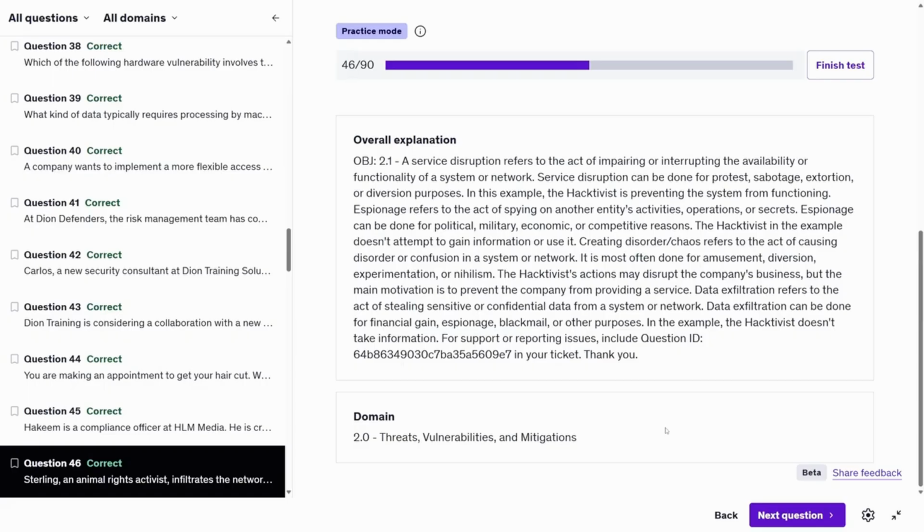Creating disorder/chaos refers to the act of causing disorder or confusion in a system network, and this is often done for amusement, experimentation, or nihilism. The hacktivist's action may disrupt the company's business, but the main motivation is to prevent the company from providing a service. Data exfiltration refers to the act of stealing sensitive or confidential data from a system or network. Data exfiltration can be done for financial gain, espionage, or blackmail, or other purposes. In the example, the hacktivist doesn't take information.